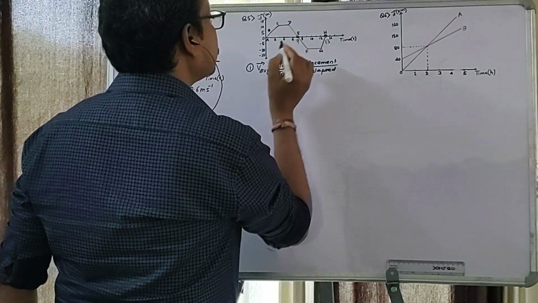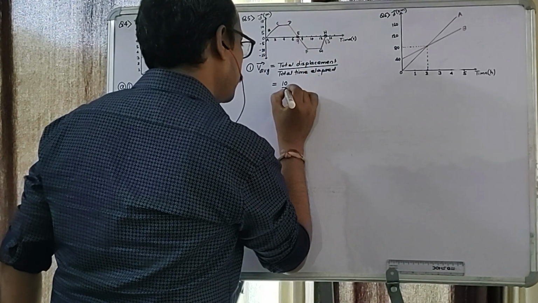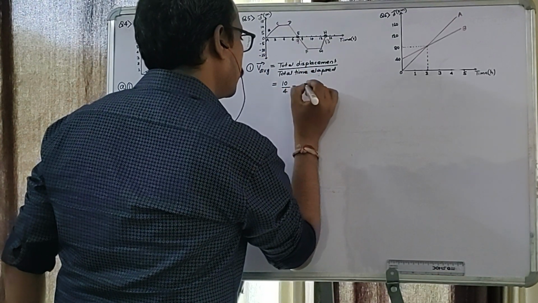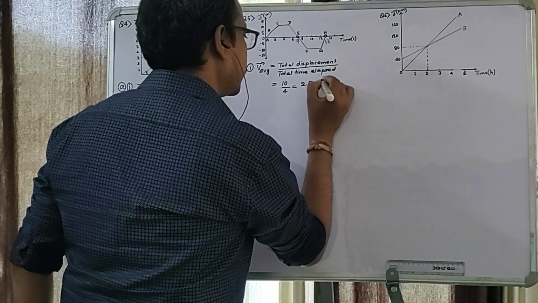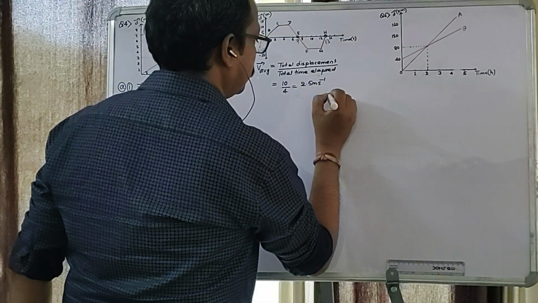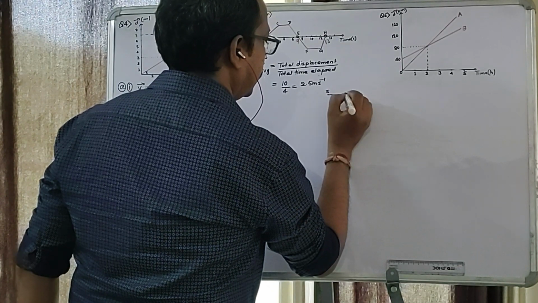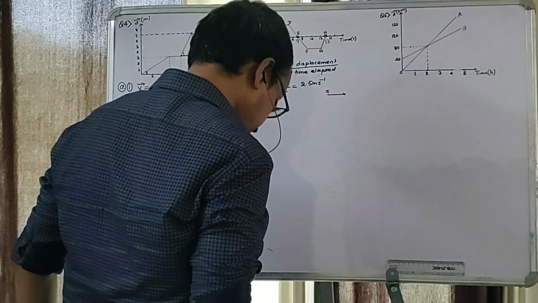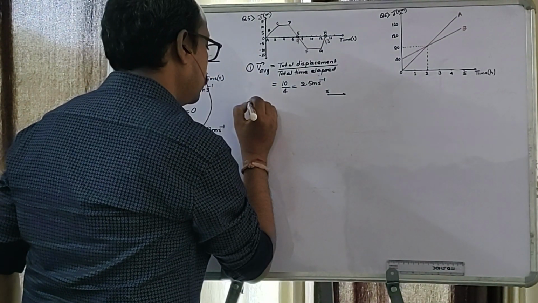And what is the total time elapsed? It is from 0 second to 4 second. 10 by 4, it is coming 2.5 meter per second. It is positive, that means the body is traveling away from the starting position. Right? Okay. Now it is asking in part 2.